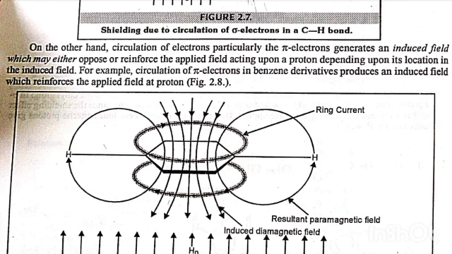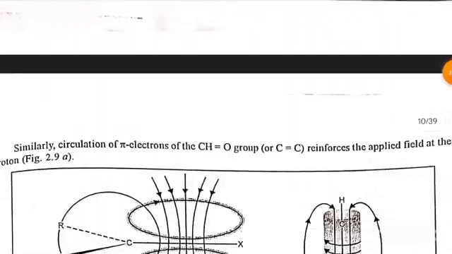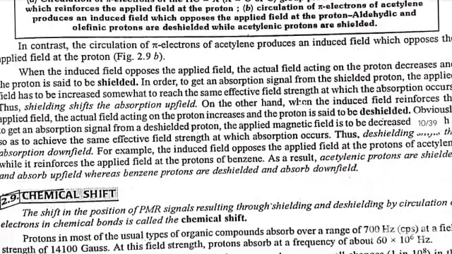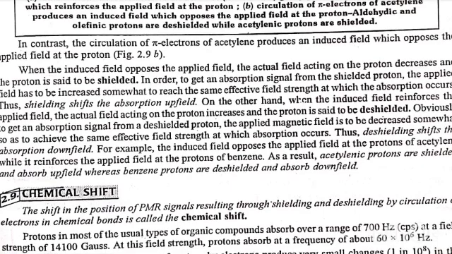For example, circulation of pi electrons in benzene derivatives produces an induced field which reinforces the applied field at the proton. Similarly, circulation of pi electrons of the C=O group reinforces the applied field at the proton. In contrast, the circulation of pi electrons of acetylene produces an induced field which opposes the applied field at the proton. When the induced field opposes the applied field, the actual field acting on the proton decreases and the proton is said to be shielded.